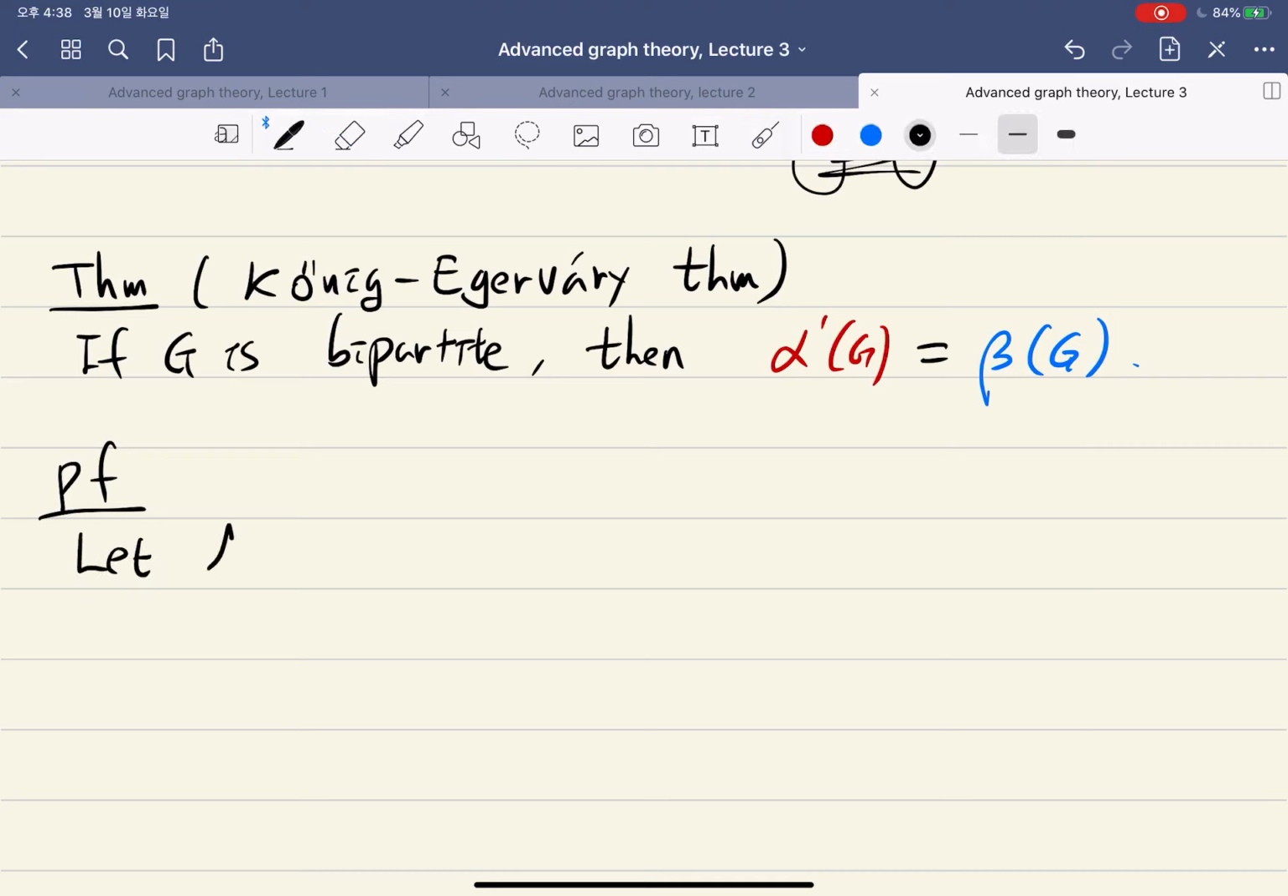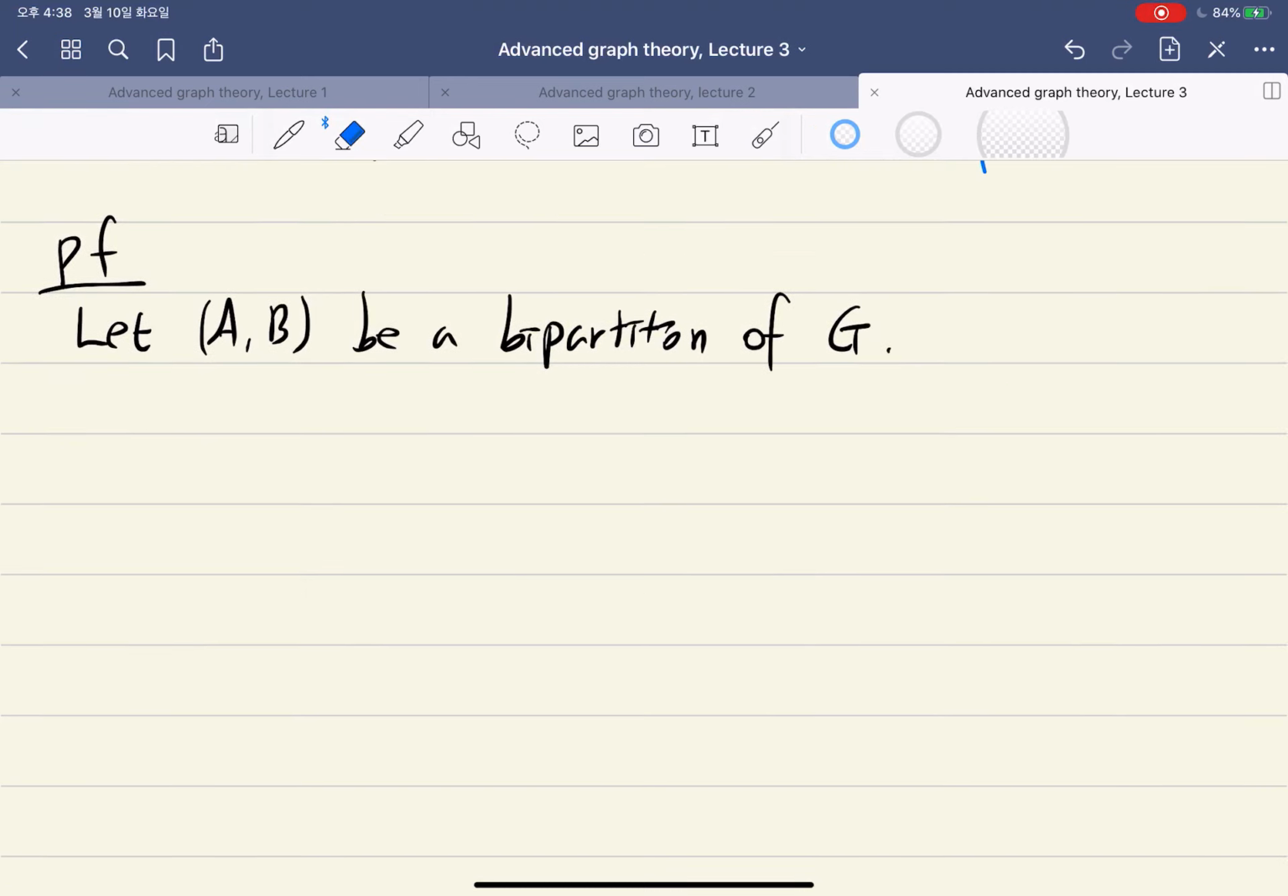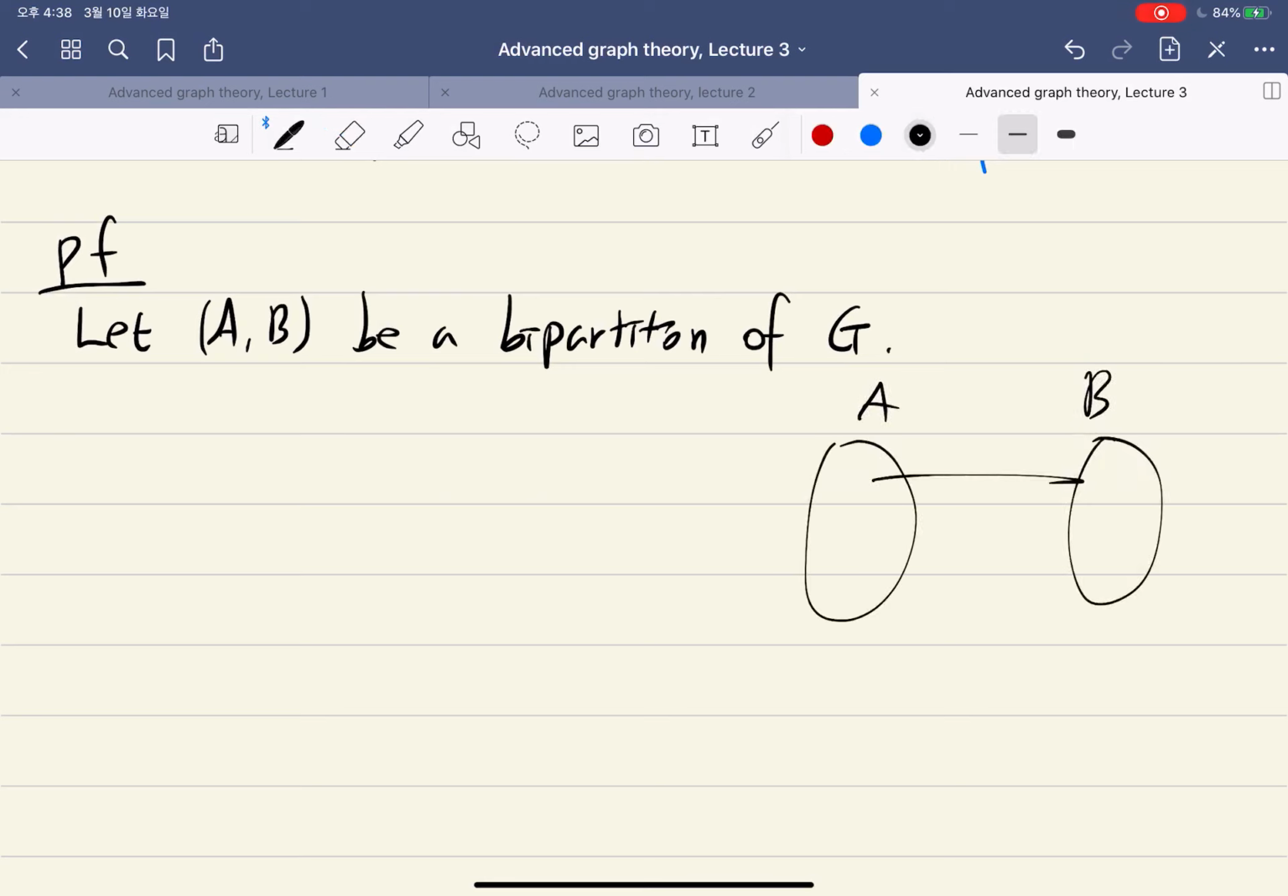So let's say (A, B) is a bipartition. Sometimes we write bracket A, B, or sometimes we write A union B, but we all know what it means, so this is clear. So this is a bipartition of G. So that means we have A, and let's draw it in a bigger way. We have A, and we have B, and then all the edges are between those two.